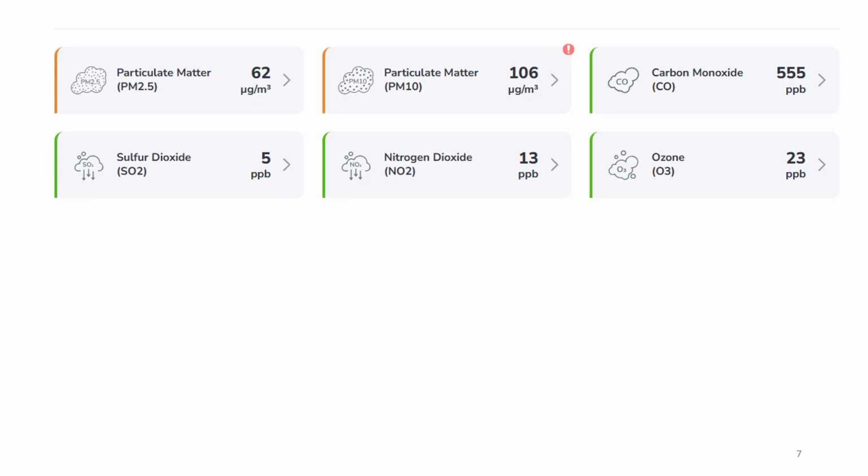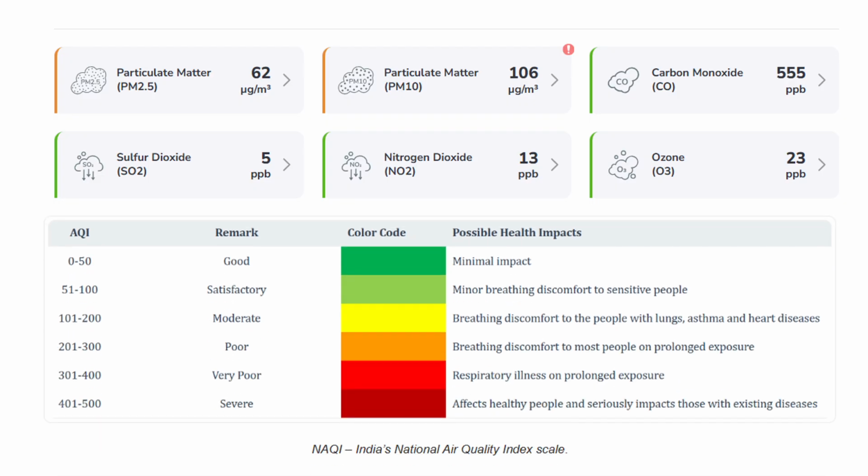Next, we are going to discuss the air quality index. These are the 6 major air pollutants for which the air quality index is considered: particulate matter 2.5, particulate matter 10, carbon monoxide, sulfur dioxide, nitrogen dioxide, and ozone. Ozone is a secondary pollutant, but these are the major air pollutants assessed for the air quality index.